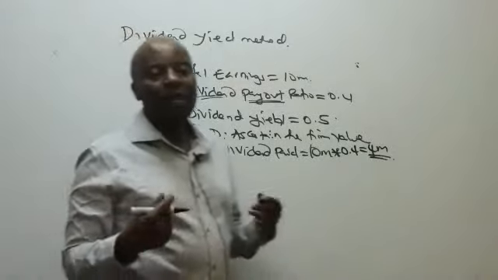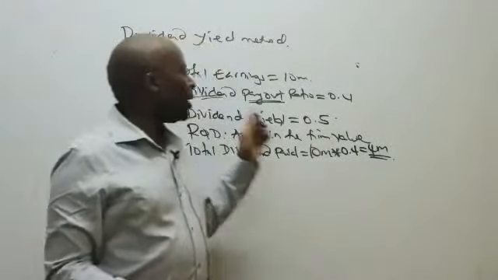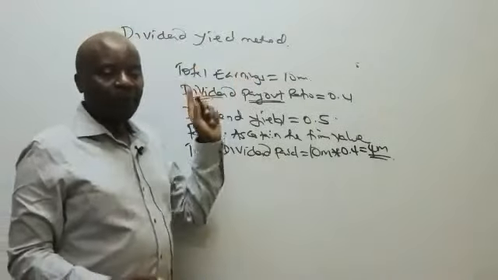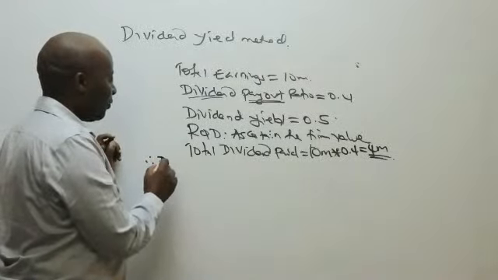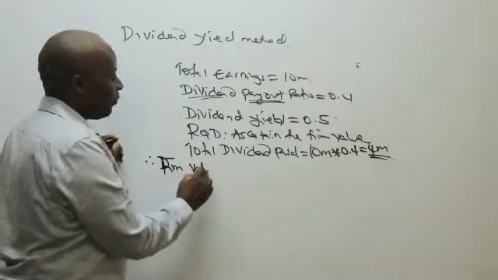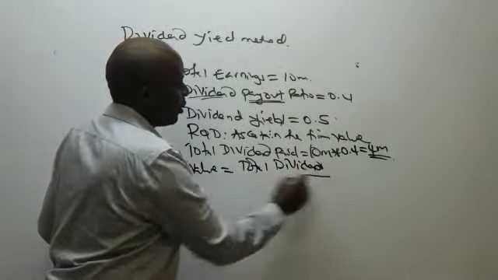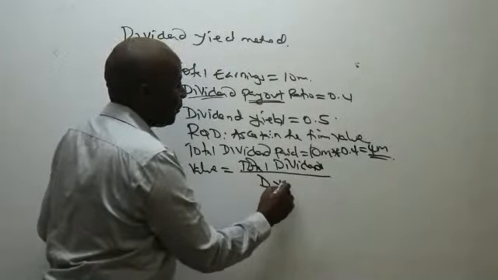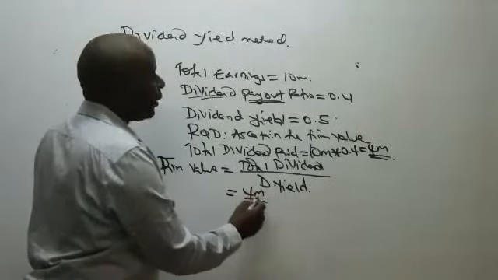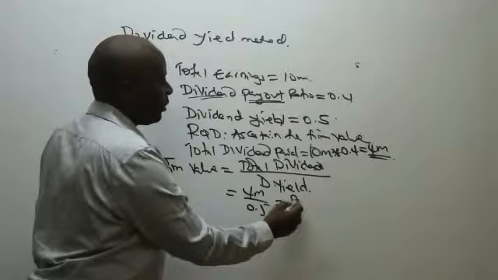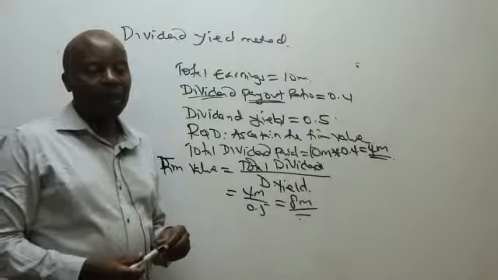Out of the total dividend paid, ladies and gentlemen, I'll be able to estimate the value of a firm using the dividend yield method. So in this case, the firm value will be equal to the total dividends over the dividend yield, which will be 4 million over the dividend yield, which is 0.5, which will end up giving us 8 million Kenya shillings.